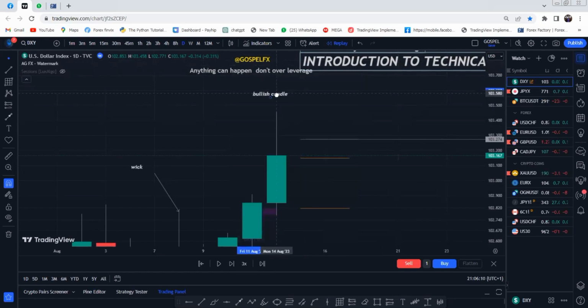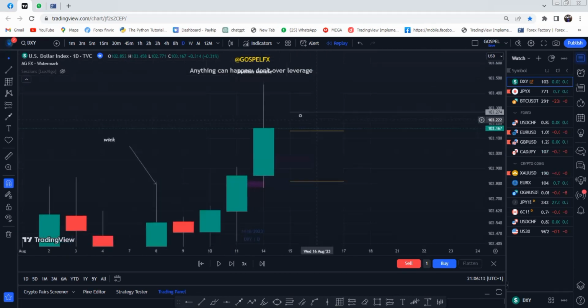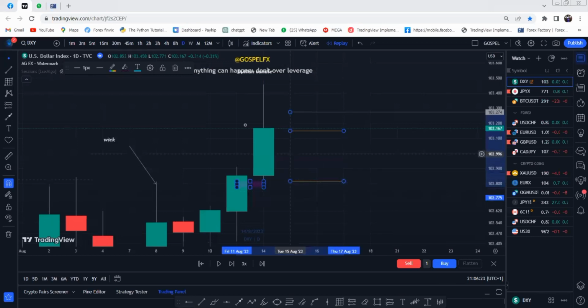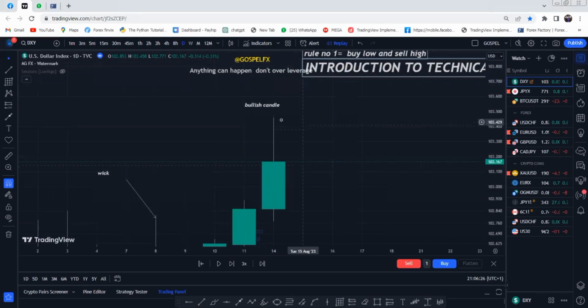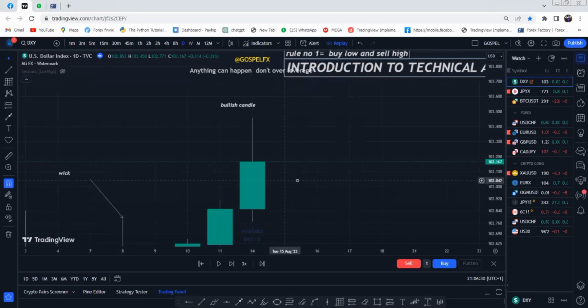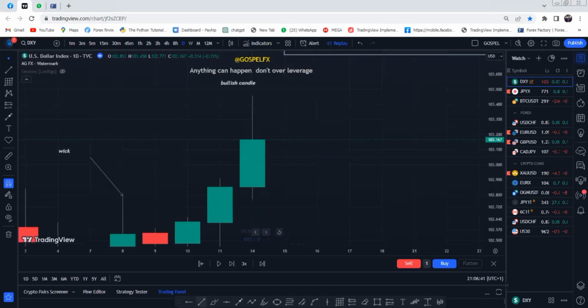Okay, this is a bullish candle. Now let's study how a bullish candle opens and then closes. For a candle to be considered bullish, it has to be green, which means it opens down and it closes above the opening price.